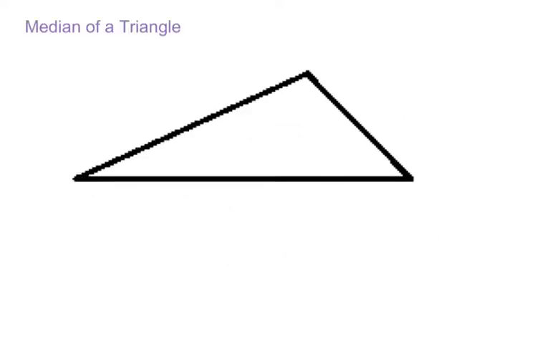So today we're going to be looking at two things. One, the median of a triangle, and two, a proof related to the median of a triangle. So straight away, the median of a triangle is a line segment that we draw from any vertex to the opposite side, which dissects the opposite side, i.e. splits it into two equal lengths.